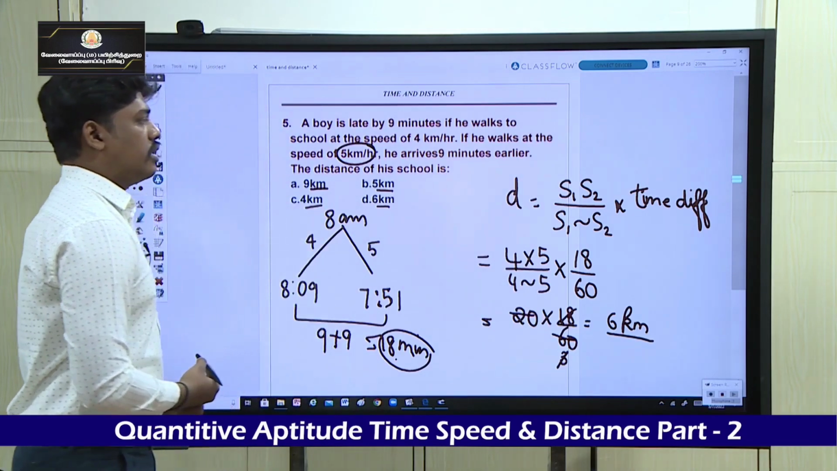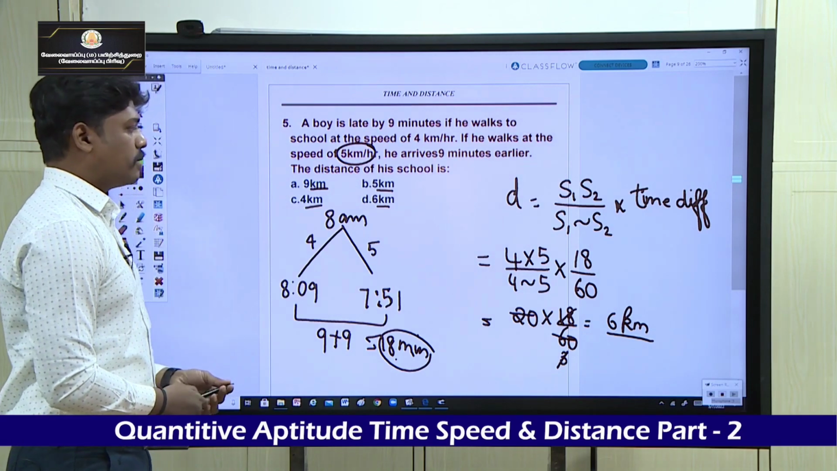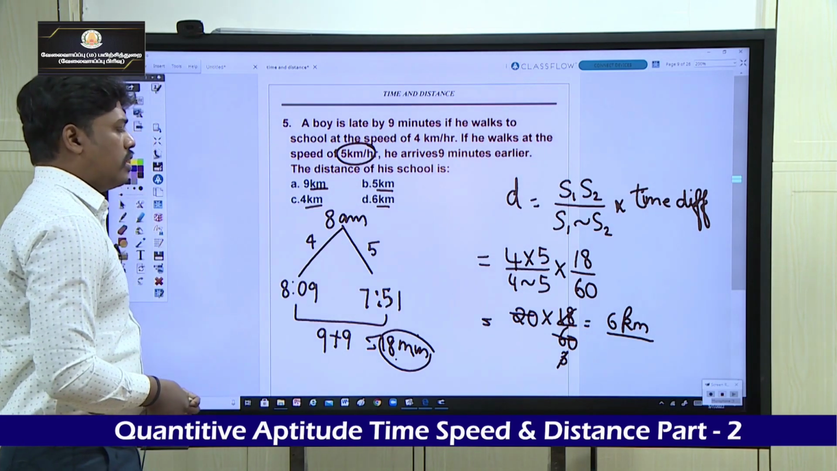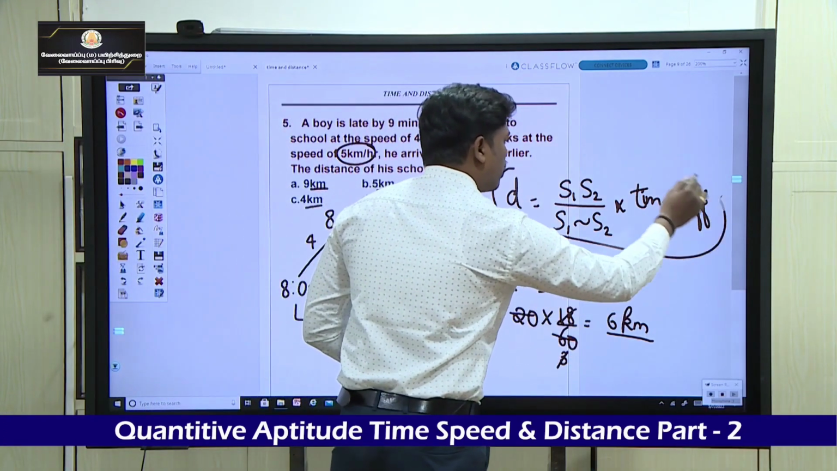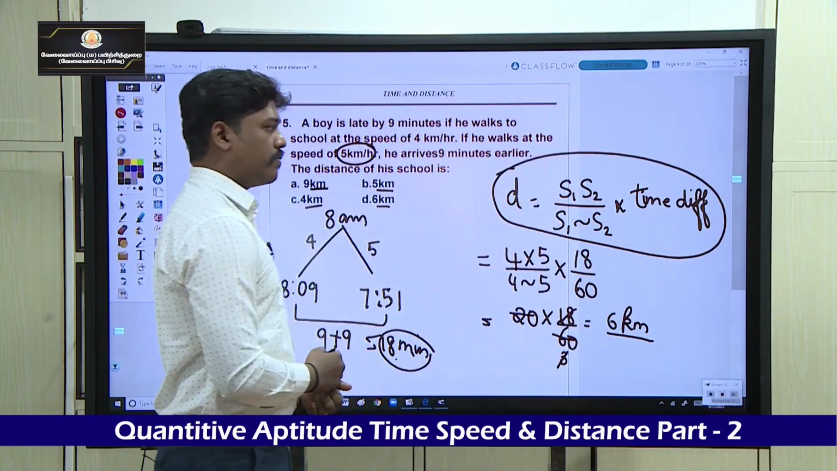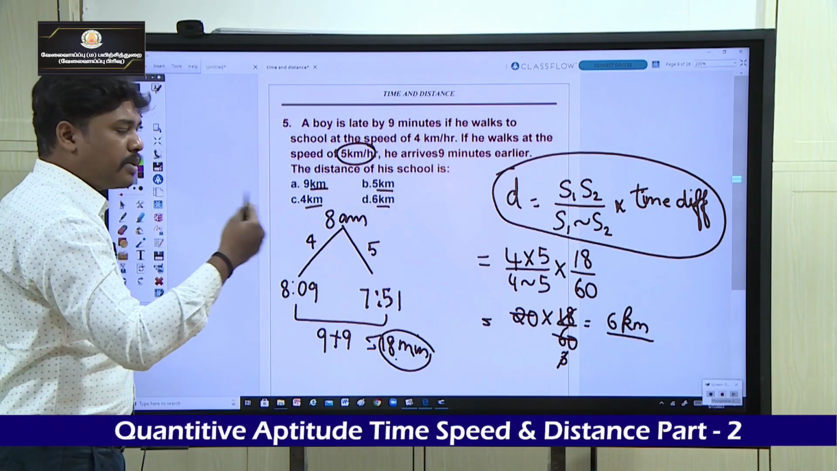So you can just apply the formula there. Have a look at it, and make a note of this formula. With this I am just moving on to next problem.